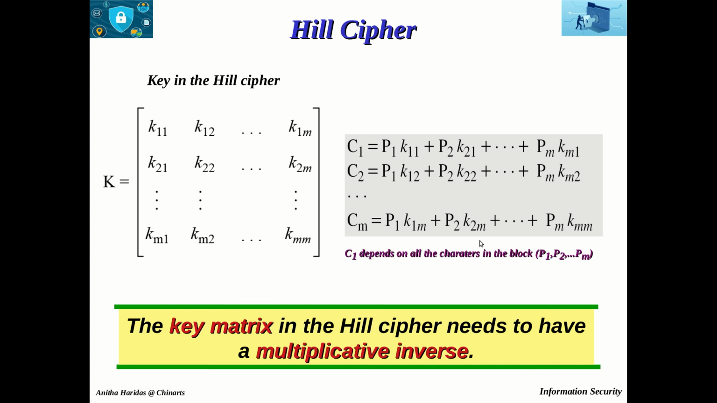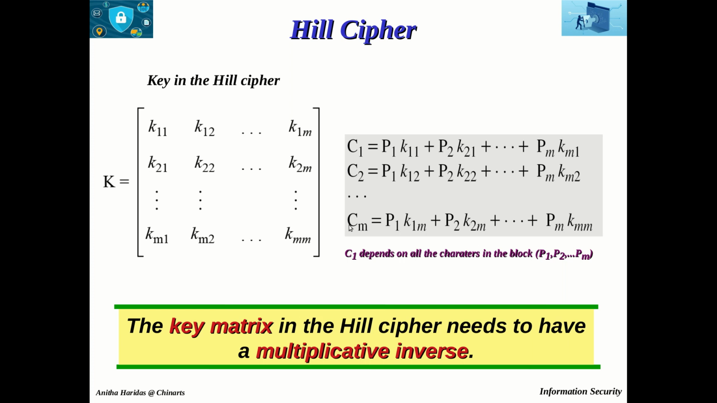Now, if you observe this slide, the key in the hill cipher is a square matrix of size m by m, in which m is the size of the block that we prefer. If we call the key matrix K, each element of the matrix can be denoted as Kij, where Kij is an integer of the Z26 set. So this is how the key matrix will be represented.